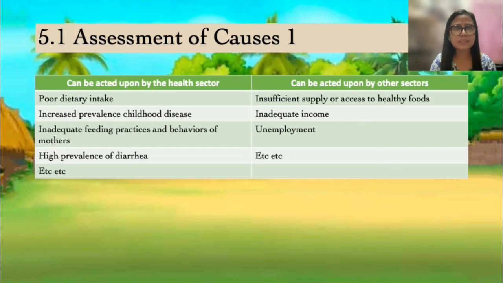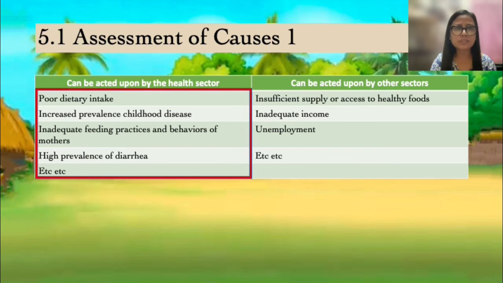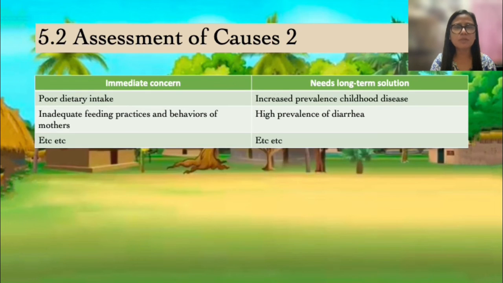So, poor dietary intake, increased prevalence of childhood diseases, inadequate feeding practices and behaviors of mothers, and high prevalence of diarrhea can be acted upon by the health sector. Whereas insufficient supply or access to healthy foods, inadequate income, and unemployment need to be done by the other sectors. Now, take note of those that can be acted upon by the health sector, because we will further categorize them into immediate concern and needs long-term solution, because we know very well that in community medicine 4, our students are only there for 8 weeks. So only immediate concern.